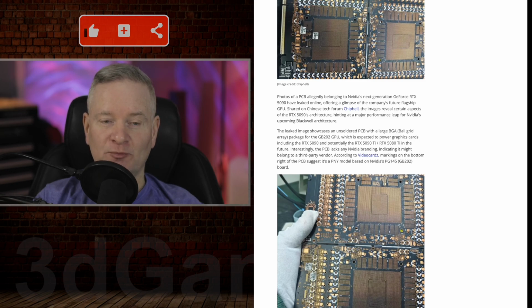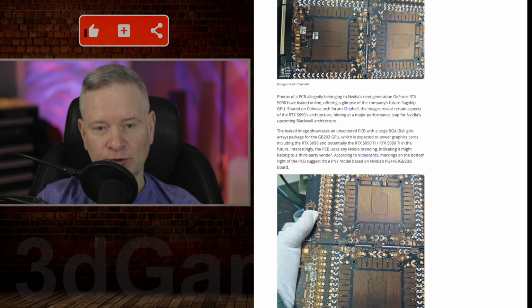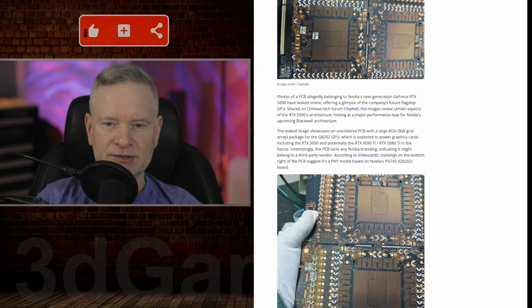There's also going to be PCI Express 5.0 support. The RTX 50 series will be NVIDIA's first consumer GPUs to support PCI Express 5.0, doubling external bandwidth. However, this is not really for gamers. It's more for non-gaming workloads, for example, AI and multi-GPU setups.